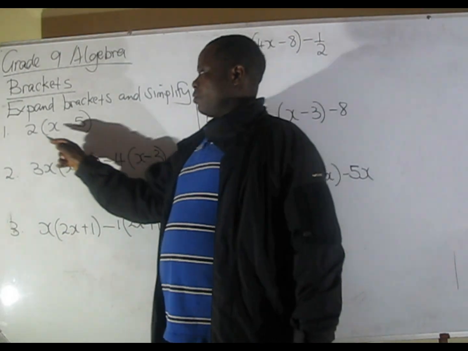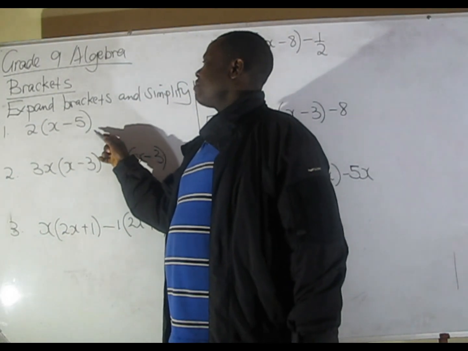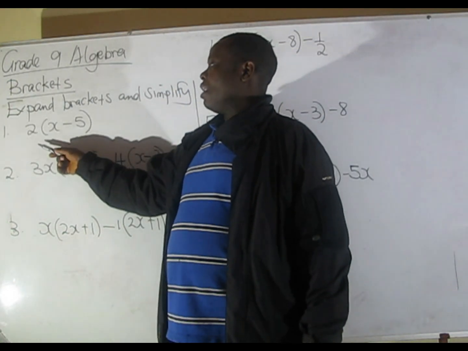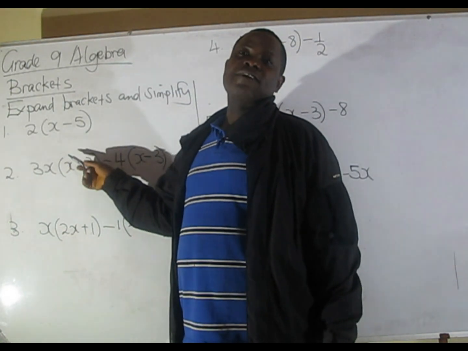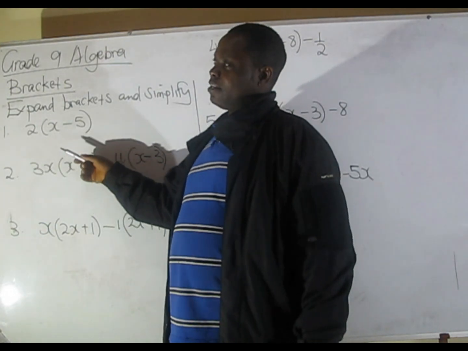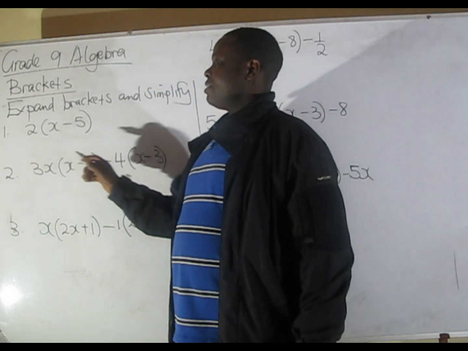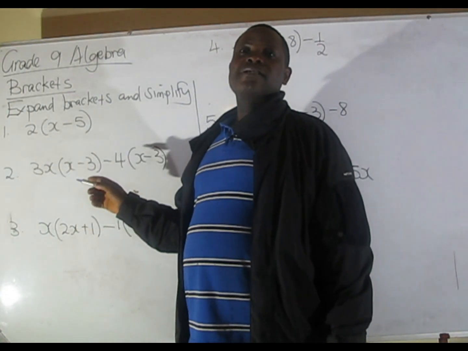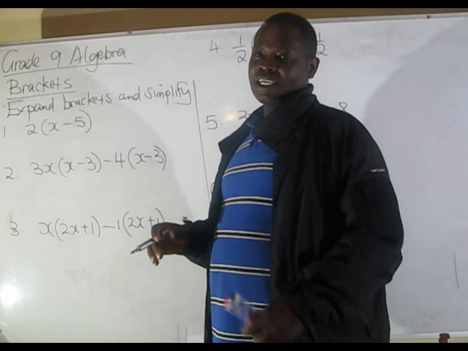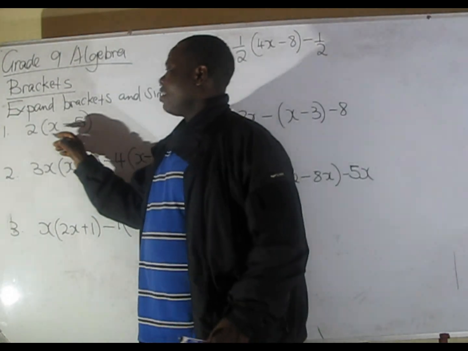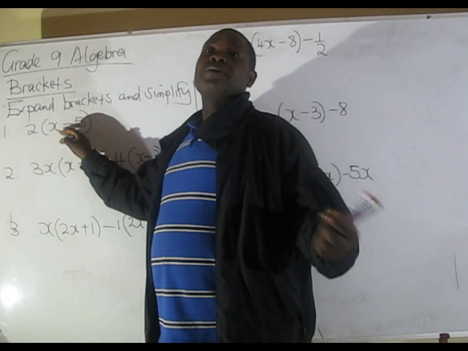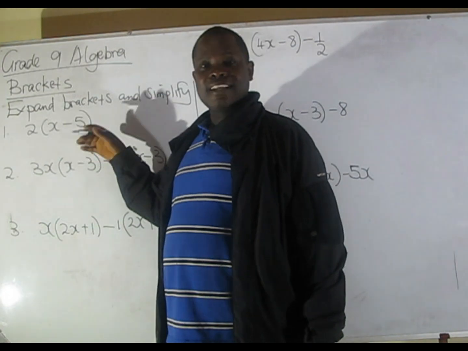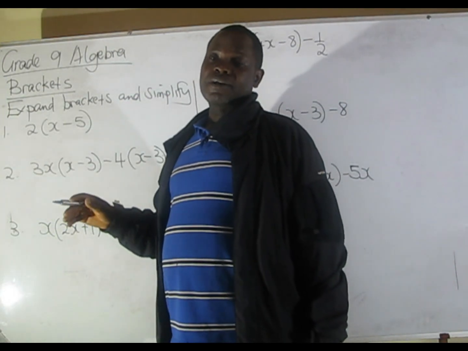So I have 2, then x minus 5 in brackets. When we read this, we can say 2 factor of x minus 5, which basically means 2 times x minus 5. So brackets are removed by multiplication. The number that we have outside the brackets multiplies the terms which are inside the brackets. That's how we remove them.